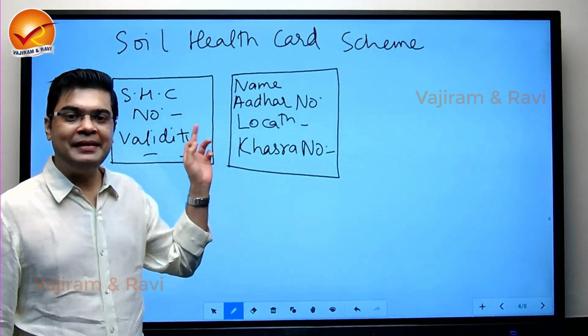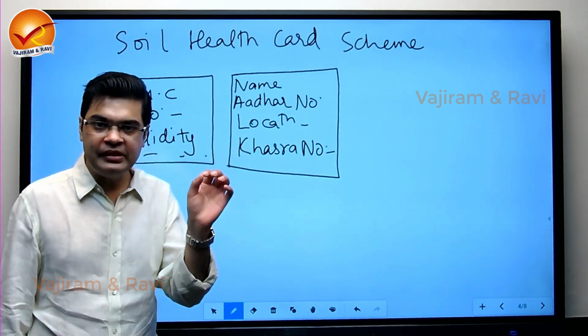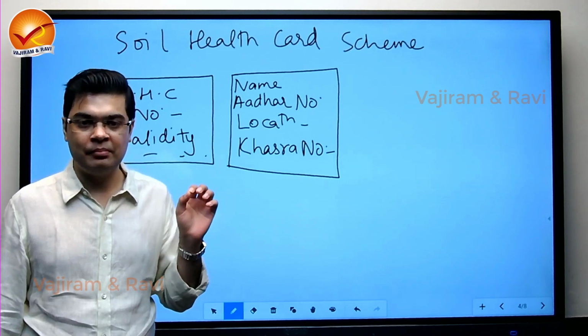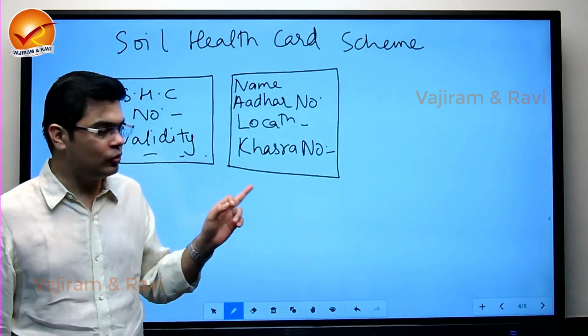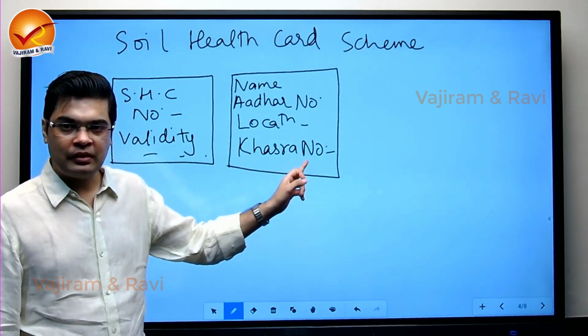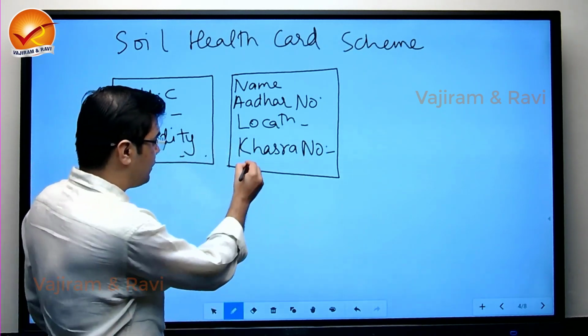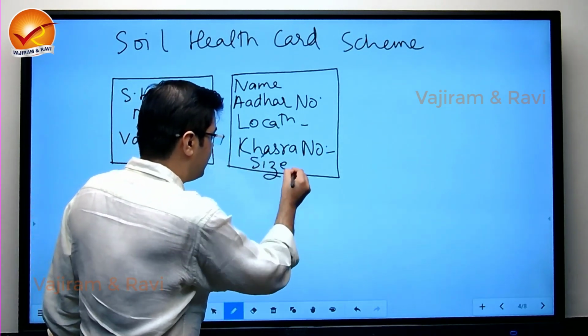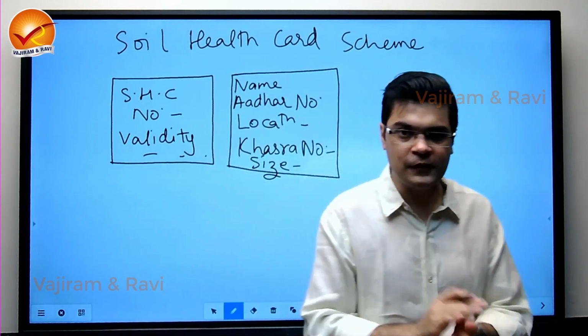Khasra number, that is land title number. Every land has a unique title number, and that land title number is known as khasra number. Okay? Other than this, what is the size of the land? So these kind of details are mentioned in one page.